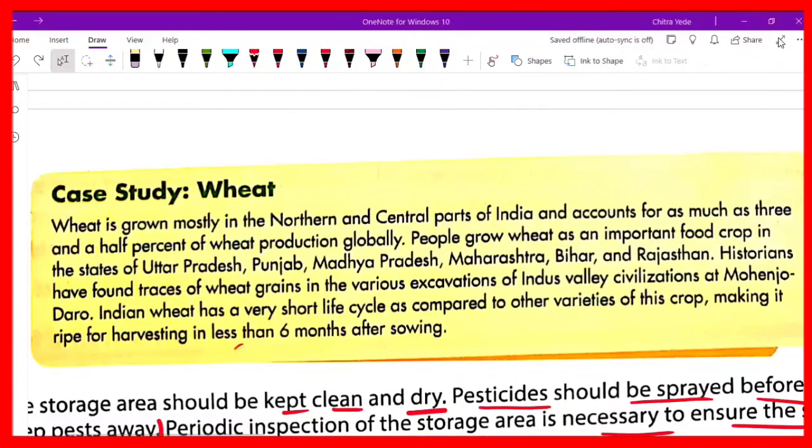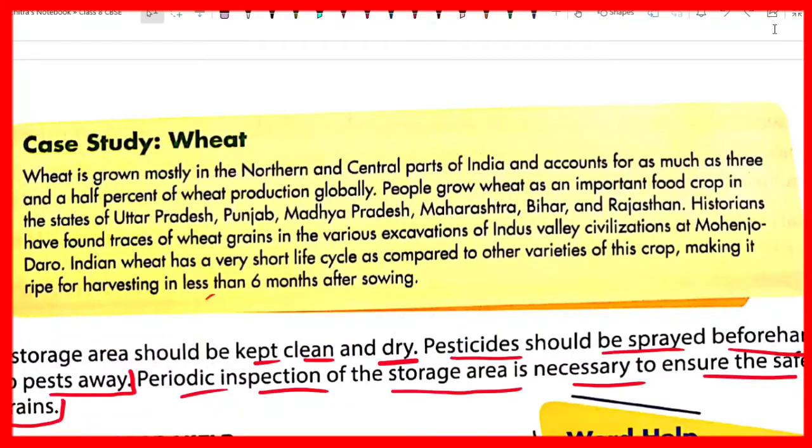Now we had to go through that case study for the wheat. Okay, so see here, wheat is grown mostly in the northern and central part of India and accounts for as much as 3.5% of the wheat production globally. That's very important. People grow wheat as an important food crop in the states of Uttar Pradesh, Punjab, Madhya Pradesh, Maharashtra, Bihar, and Rajasthan.